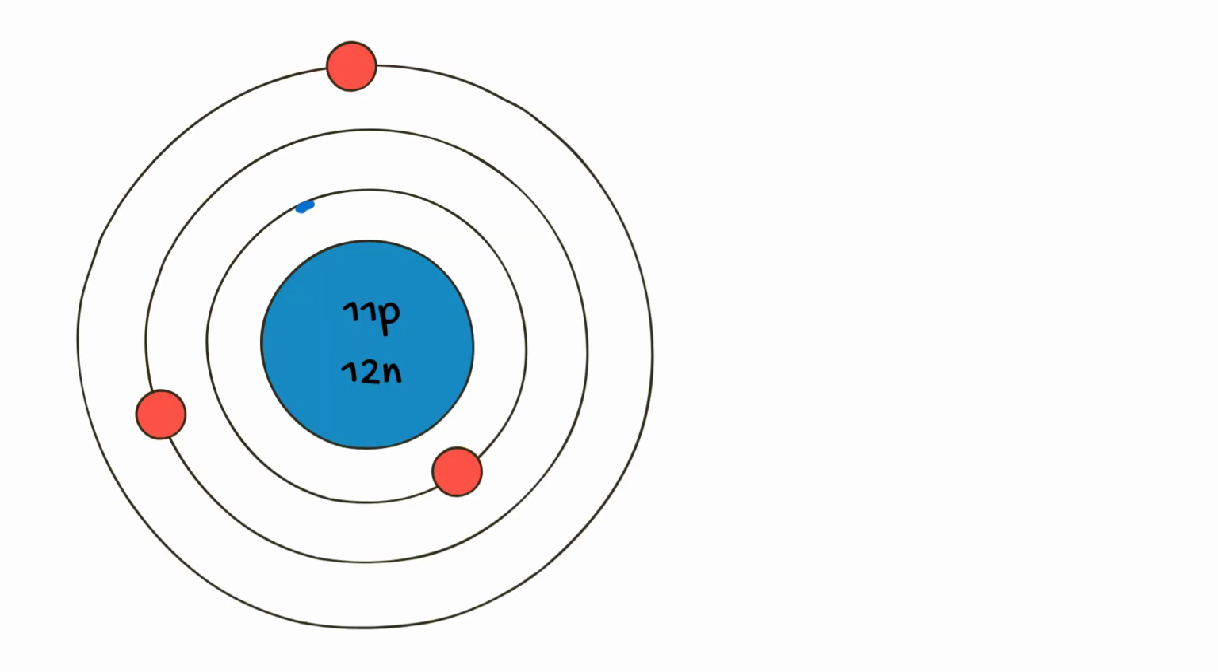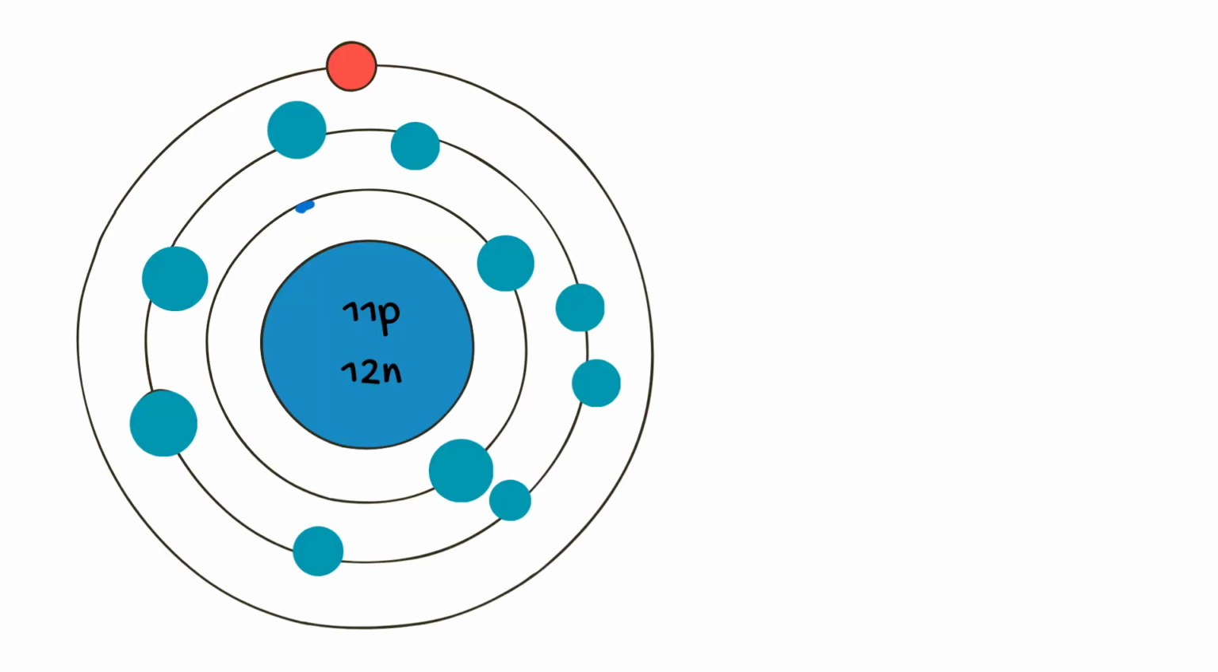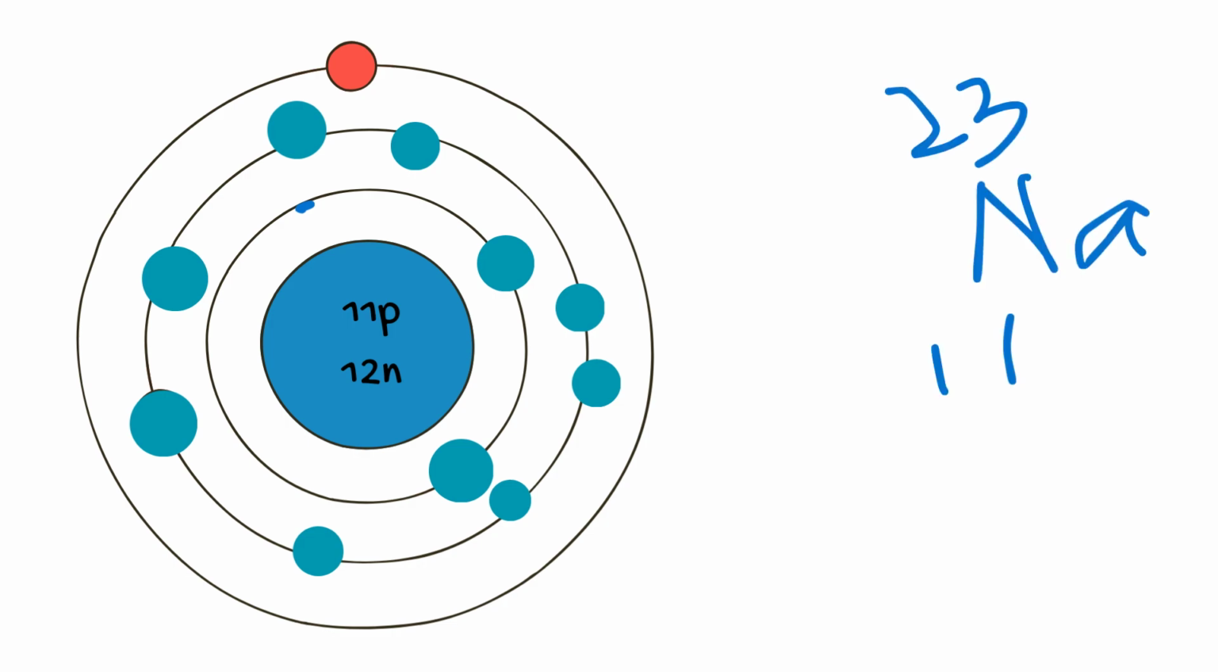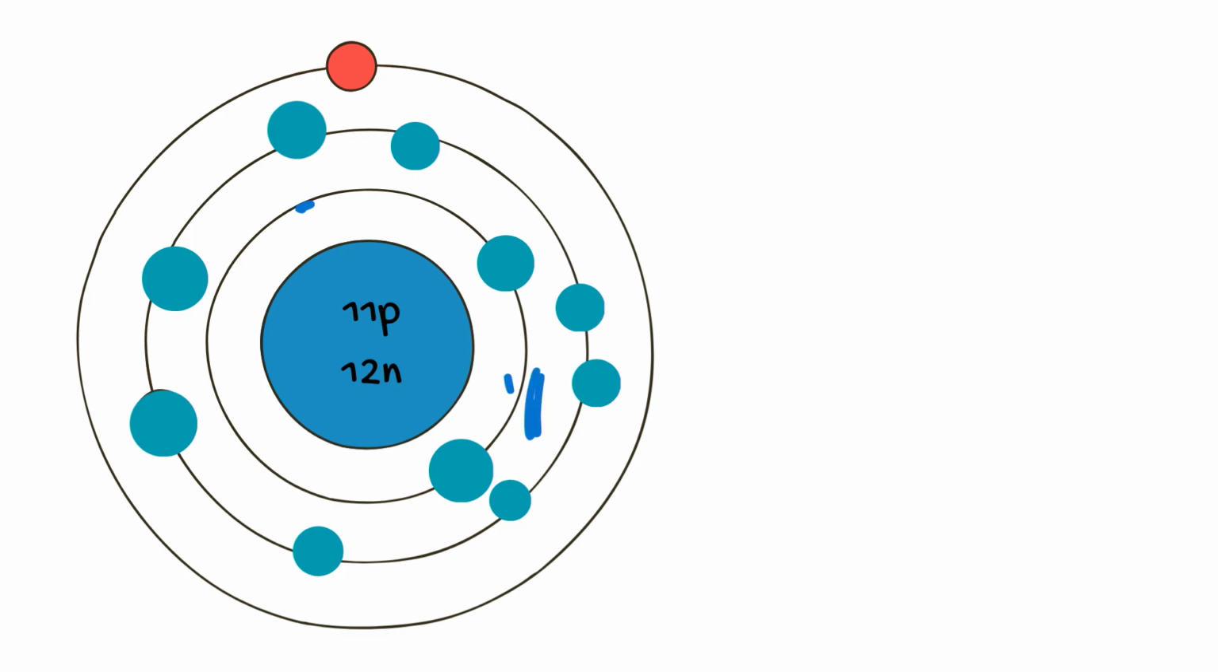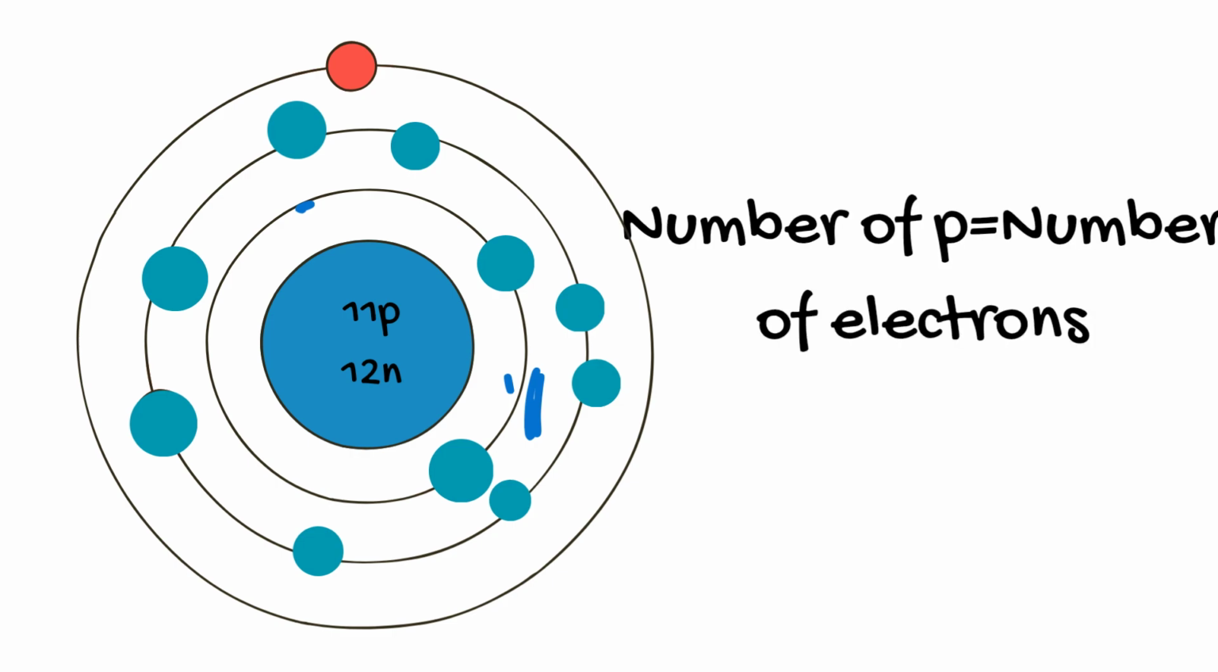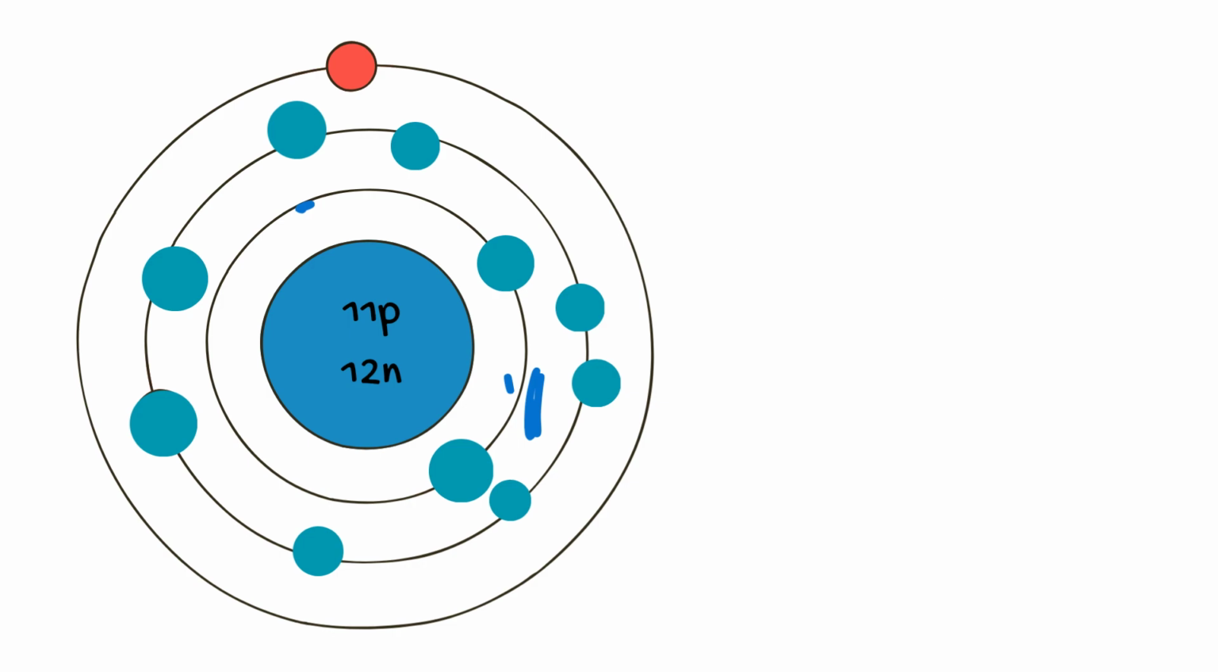Consider the sodium atom. We understood that the number at the bottom, the atomic number, indicates the number of protons. So how many protons will be there? 11 protons will be there in a sodium atom. And the number of neutrons? 12 neutrons will be present in the atom. Now we need to consider the number of electrons. The number of protons and the number of electrons will be equal. There will be 11 protons, so there will be 11 electrons.